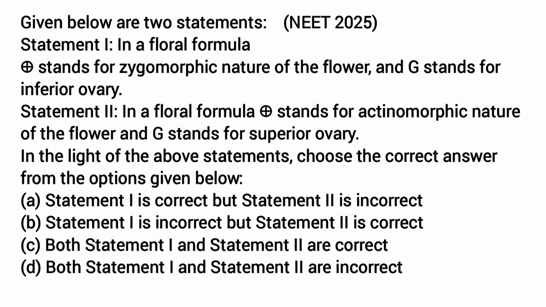We'll move on to the next question, that is given below are two statements. In statement 1, in a floral formula, plus inside the circle stands for zygomorphic nature of the flower, whereas a line below G stands for inferior ovary. Yes, this statement is wrong, because plus inside the circle stands for actinomorphic flowers, and a line below the G represents a superior ovary, not an inferior ovary. That's why this statement is wrong.